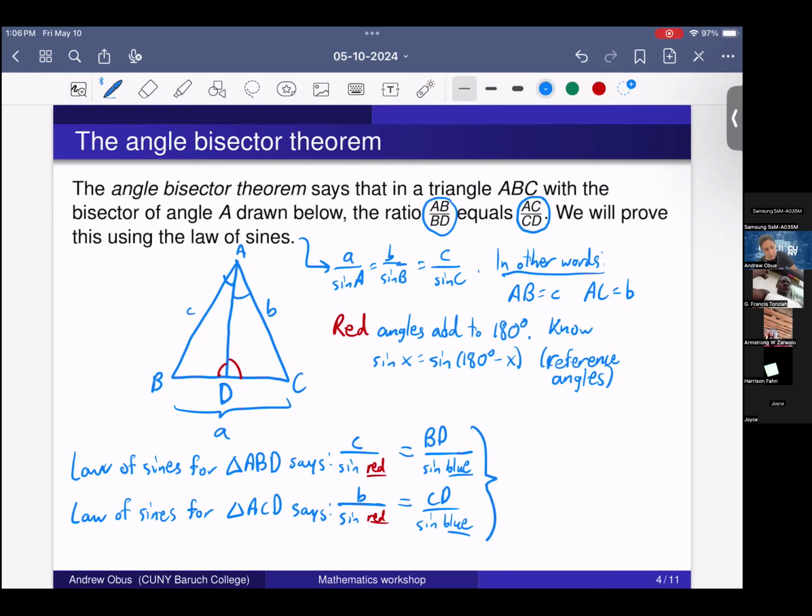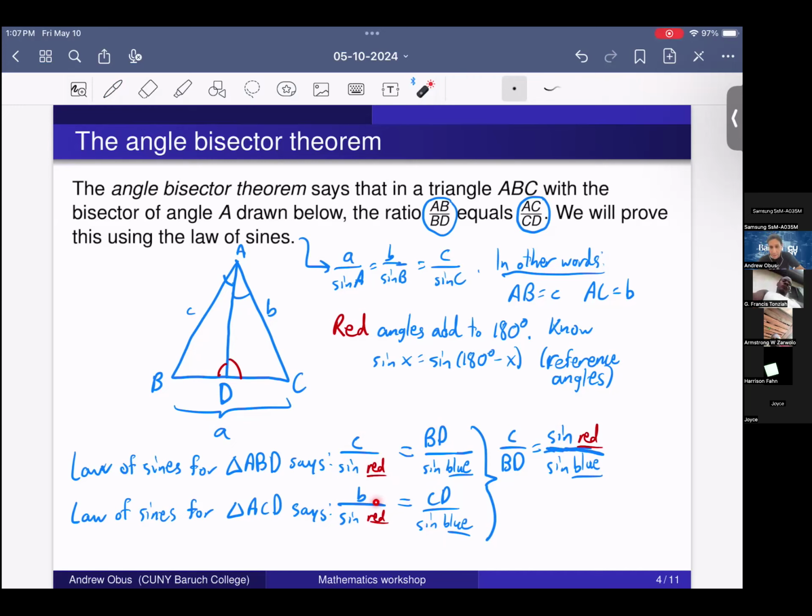So what these two things both say is we can write these in terms of sine of the red angle over sine of the blue angle, right? So if C over sine red equals BD over sine blue, well, this tells us that C over BD is equal to sine of the red angle over sine of the blue angle. I mean, this is just rearranging this equation, right? We divide by BD and we multiply by sine of the red angle, and we get that C over BD is sine of the red angle over sine of the blue angle.